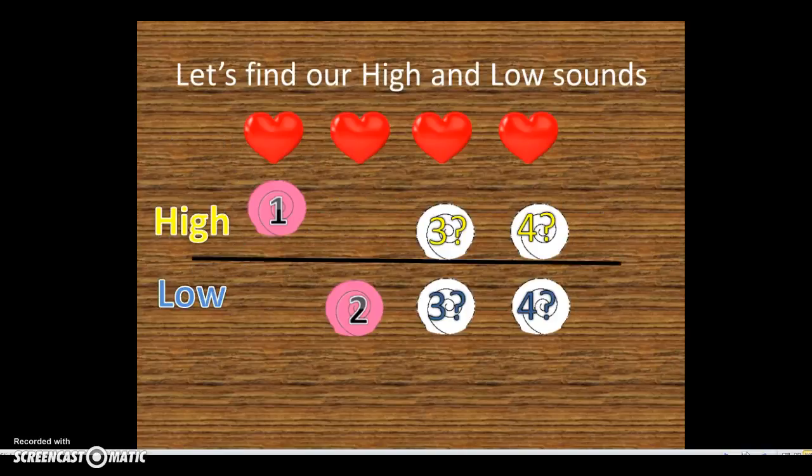Just as a quick review, this is what beat 3 sounds like. Snail. Is it high or low? Here's beat 4. Snail. Is it high or low? Go ahead and complete your worksheet.